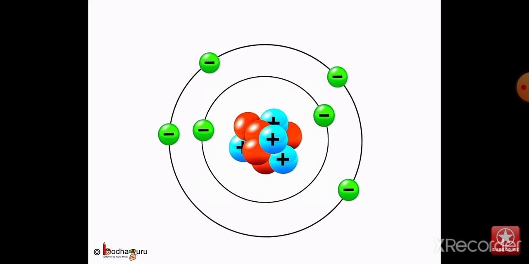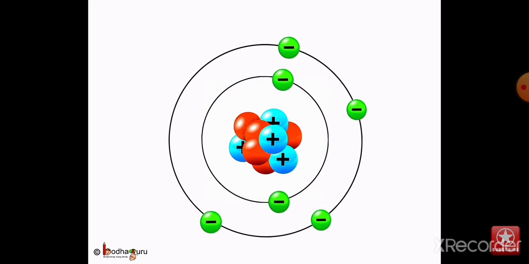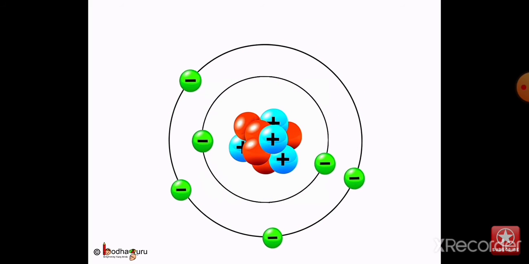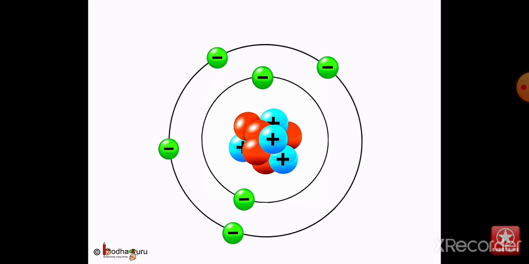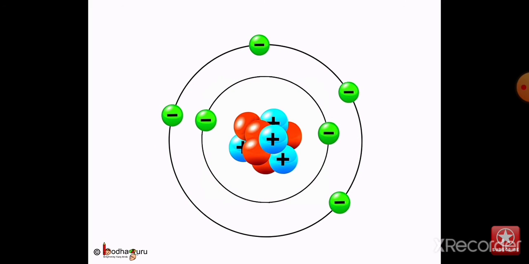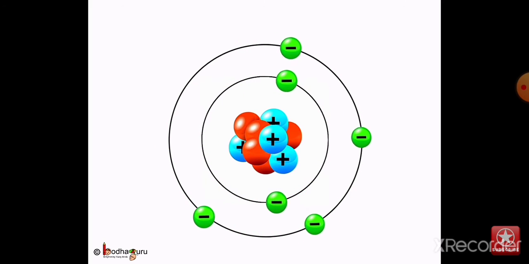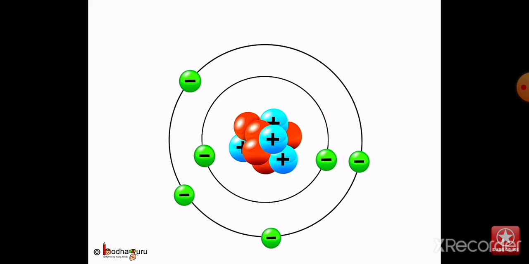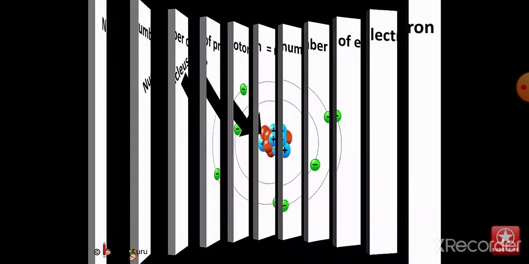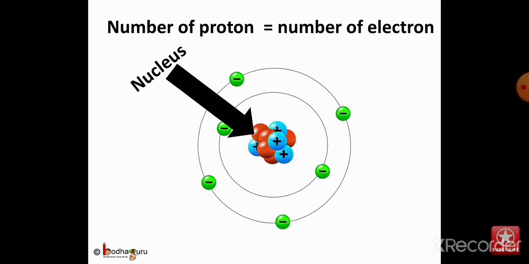The first orbit, K shell, will be 2 into 1 square, equal to 2. Second orbit, L shell, 2 into 2 square, which is 8. Third orbit, M shell, 2 into 3 square, which is 18. And fourth orbit, N shell, will be 2 into 4 square, equal to 32.